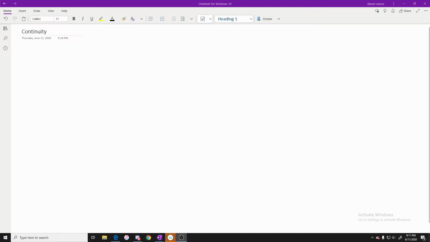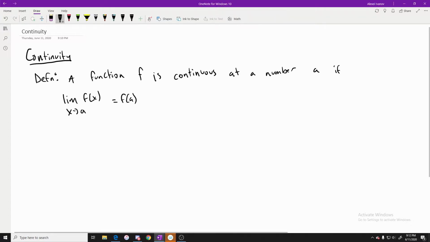In today's lesson we'll be talking about continuity. So to get right into things, the concept of continuity is based on this one definition and a few things that we can derive from it. But the definition goes as follows. A function f is continuous at a number a if the limit of the function as x approaches a is equal to the function evaluated at that value that we're approaching.